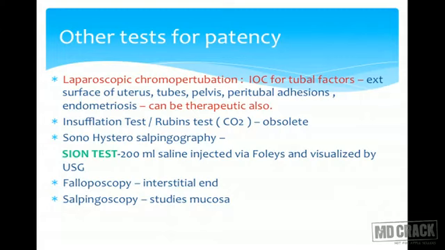Again, sonohysterosalpingography, also called the SIS test, in which 200 ml of saline is injected via a Foley's catheter, and once this fluid is moving in, at the same time you are doing ultrasound and seeing the movement, and if there are any lesions inside the cavity, they can be picked up very nicely.